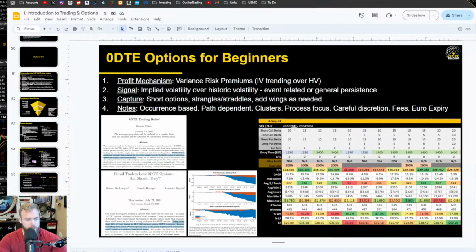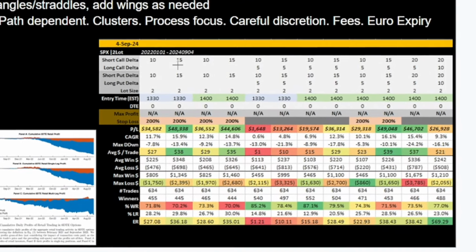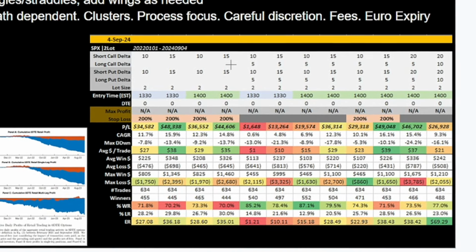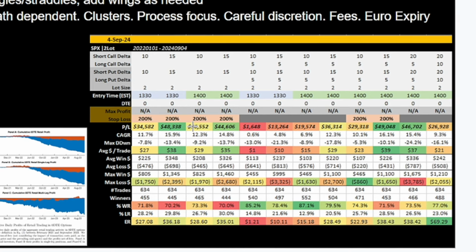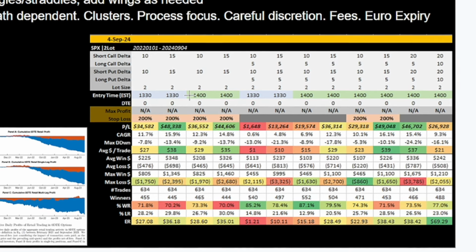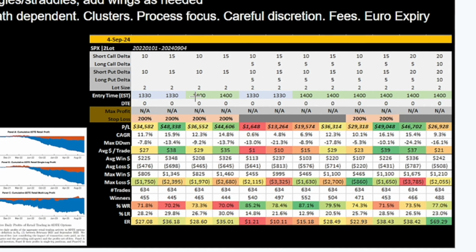So this is looking at a 10 delta strangle and a 15 delta strangle at 1330 and 1400 respectively. And you can see that these are good performing strategies. The reason why I show you the difference of a half hour between these is to show general robustness around the time frame.